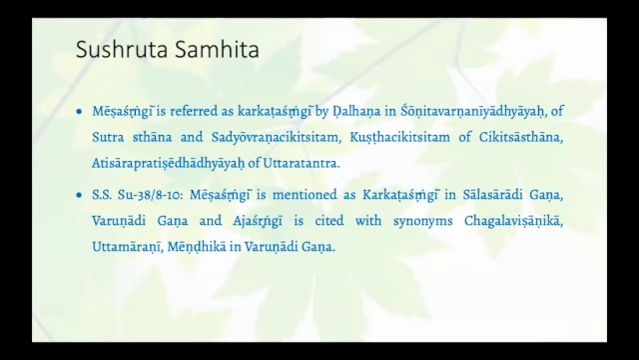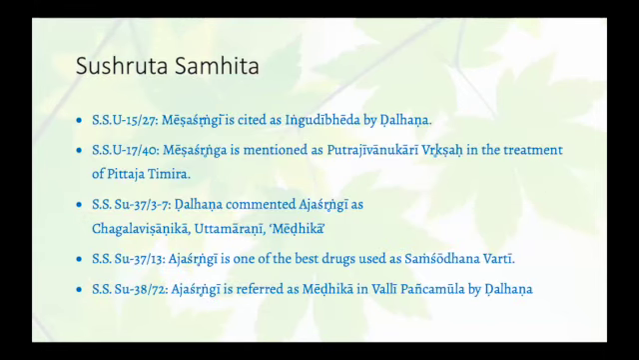In some contexts, Dalhana has also mentioned that the synonyms of Ajashringi are Chagala, Vishanika, Uttamarani, and Mendika in Varunadigana. These are a few things which created a controversy in the identification of this Meshashringi. Meshashringi is also cited as Ingudi Bheda in some contexts by Dalhana, and it is mentioned to be a Putranjiva Akriti Vriksha. Putranjiva is a big tree, as we all know, so it also looks similar to a Putranjiva tree.